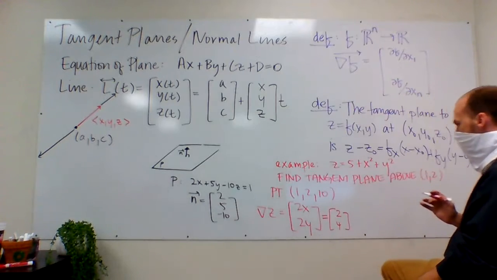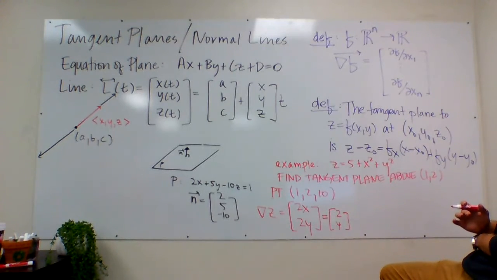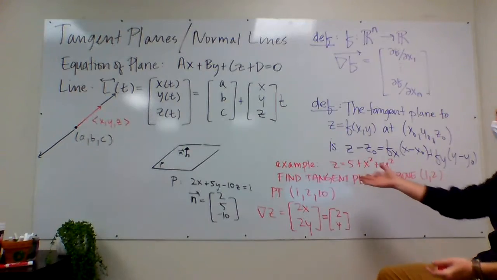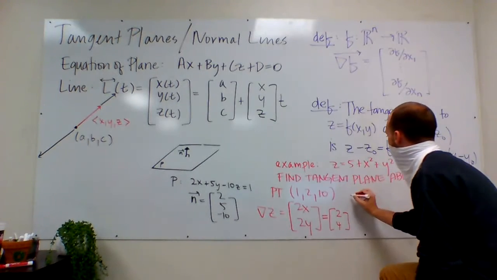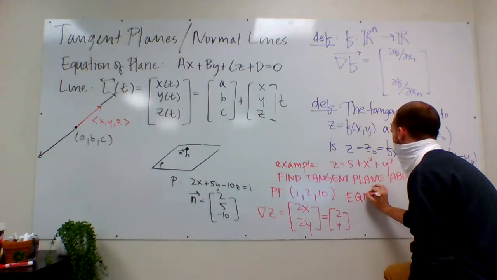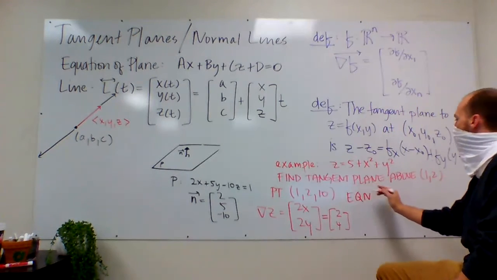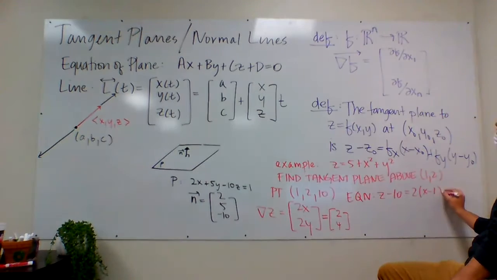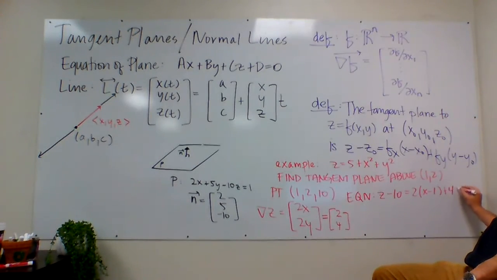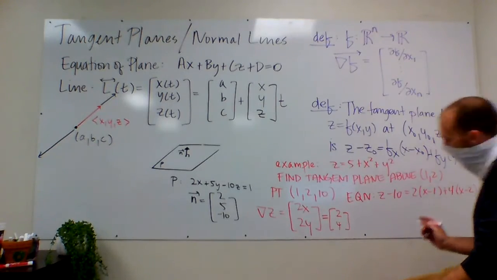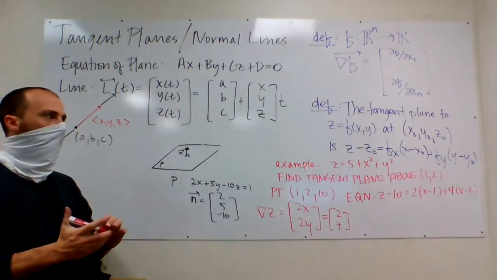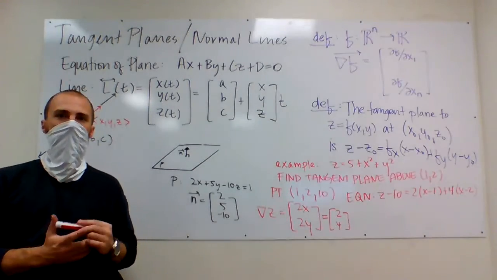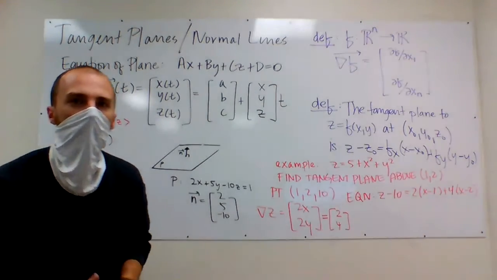Now what I'm going to do, what was I saying? Oh yeah, I've got the point, I've got the trajectory, I'm ready to write the equation. The equation is going to be z minus 10 is equal to 2 times x minus 1 plus 4 times x minus 2. And I'll get out of the way in a second. Wait, what? Oh, never mind. Okay. That is the equation of the tangent plane.